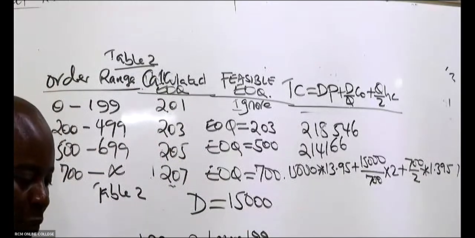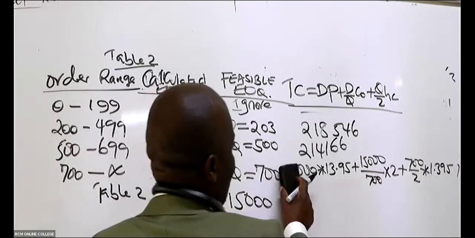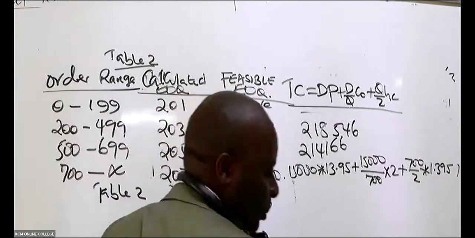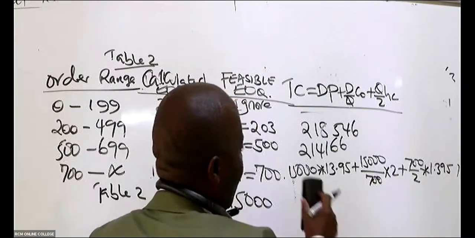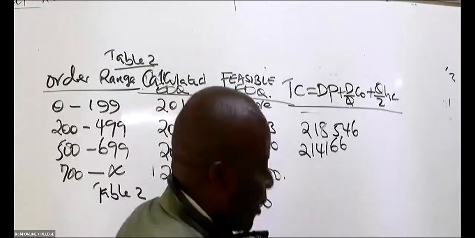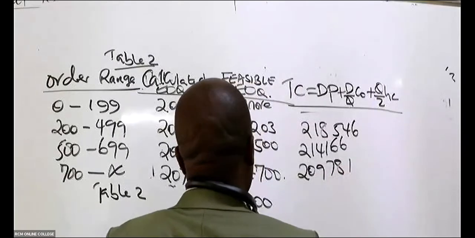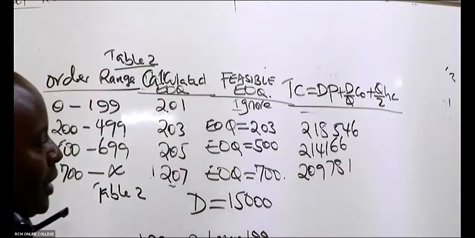Everybody should be able to work it out. Thank you, Quinta. Thank you, Millie. Thank you, Quinta again. 209,781. So we have here 209,781. Thank you, Mohammed. Mohammed is a new student, and he's working very hard. Is that the last? Yes, that is the last class.